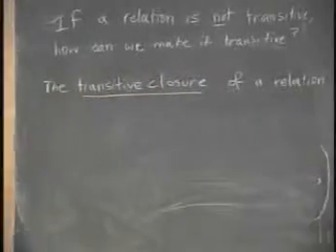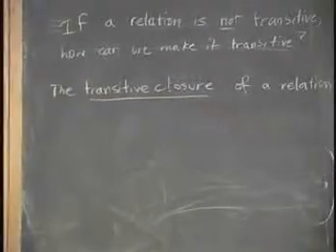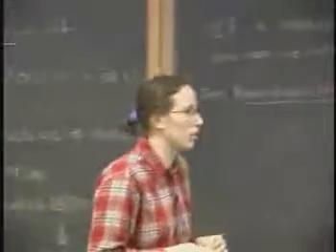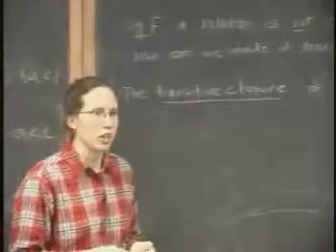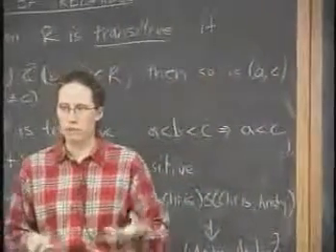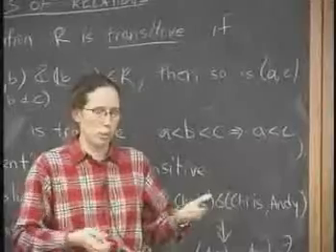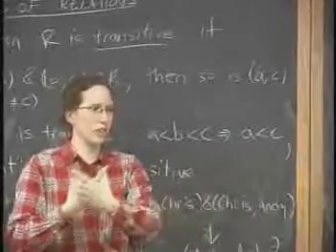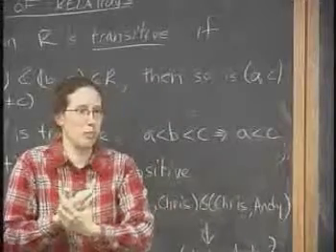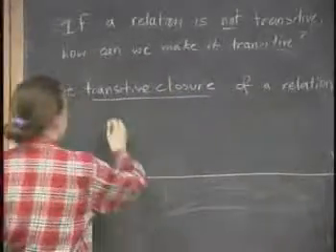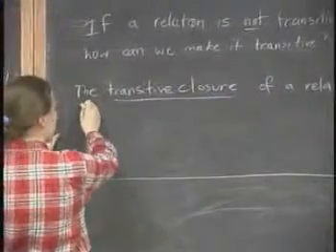So the transitive closure of a relation is the smallest relation. I haven't talked about how one relation contains another. One relation contains another if, in the bigger relation, everything that was related in the first relation is still related in the second relation. Before I finish this definition, maybe I'll finish this and then clarify.